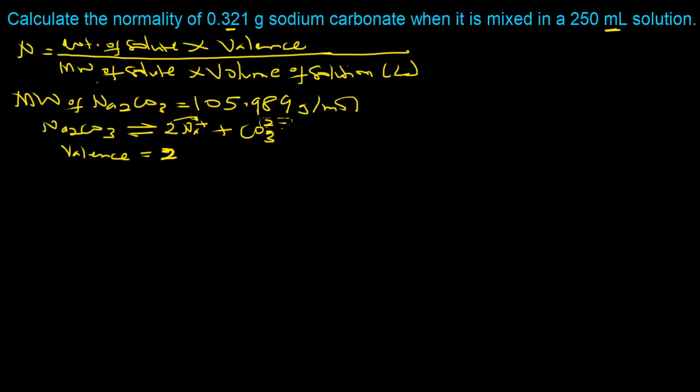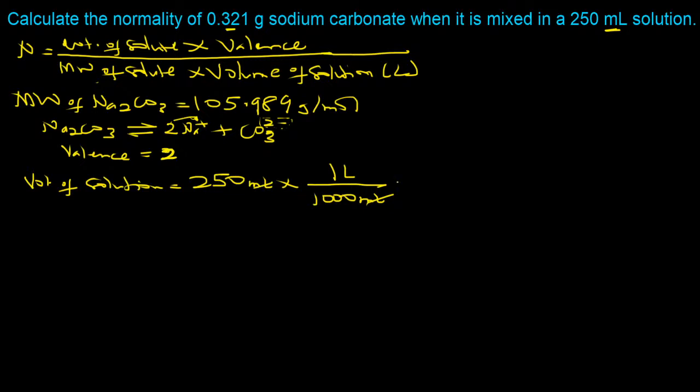Let's address the volume of solution. So for volume of solution, from the question is 250 milliliters, but we need that in liters. So 1,000 milliliters is 1 liter. So that cancels out, and you end up with 0.25 liters. So right now we have all the information that we need to go into the equation, this equation.